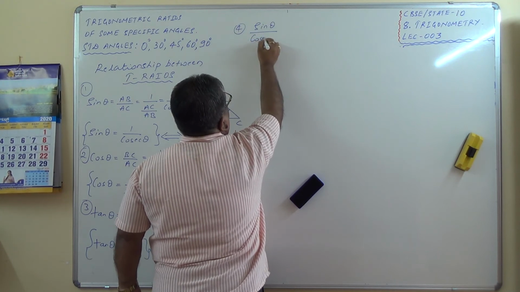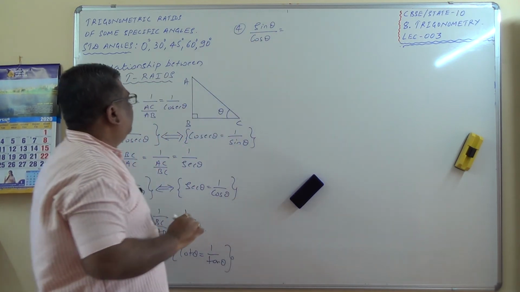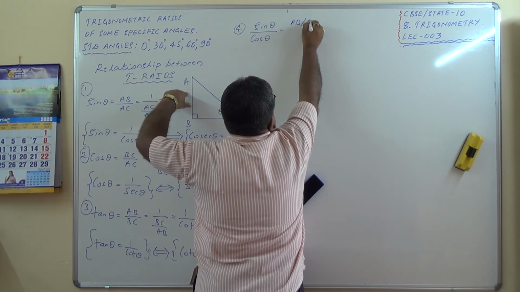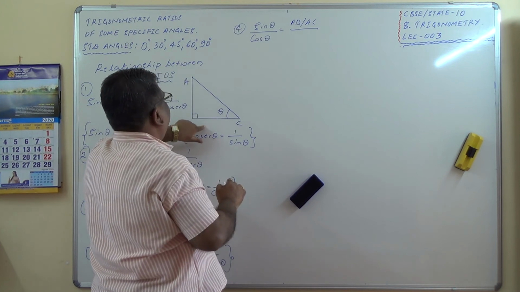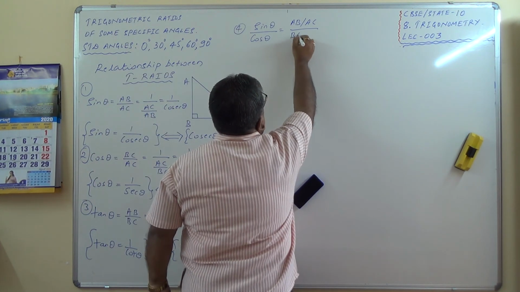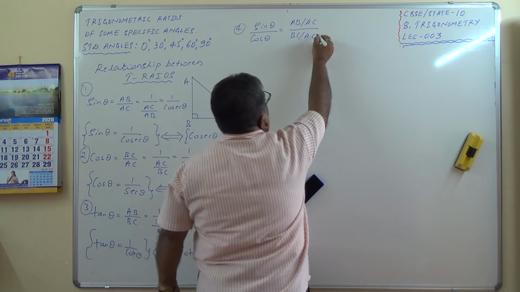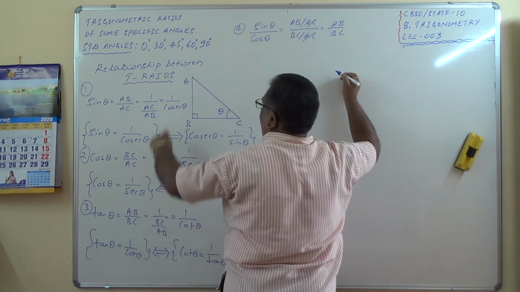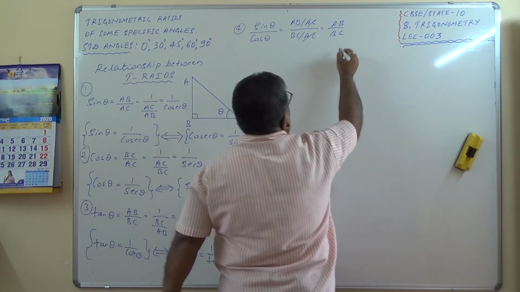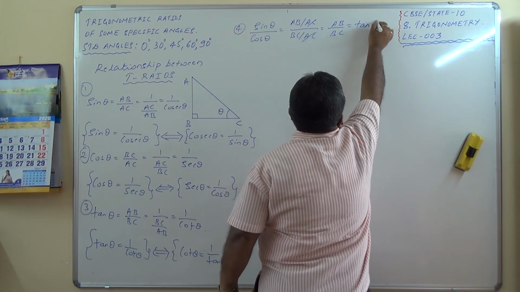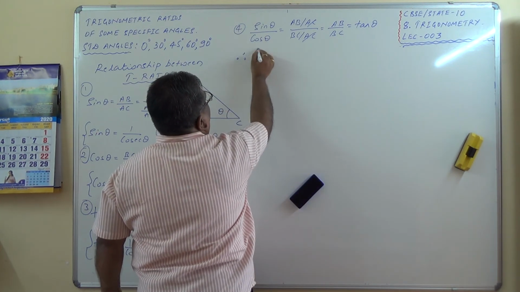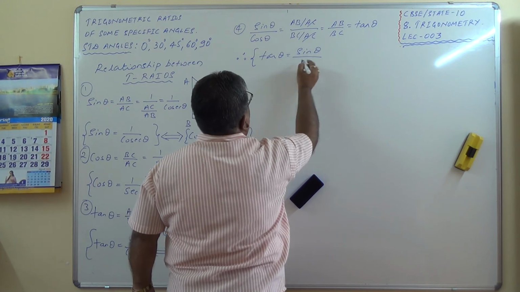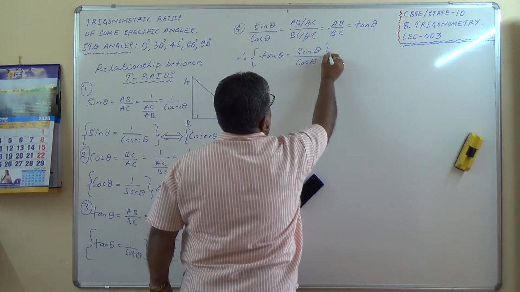sine theta by cos theta equals AB by AC, the whole divided by BC by AC. So AC cancels, which is AB by BC. AB by BC is nothing but tan theta, and therefore finally tan theta equals sin theta by cos theta.